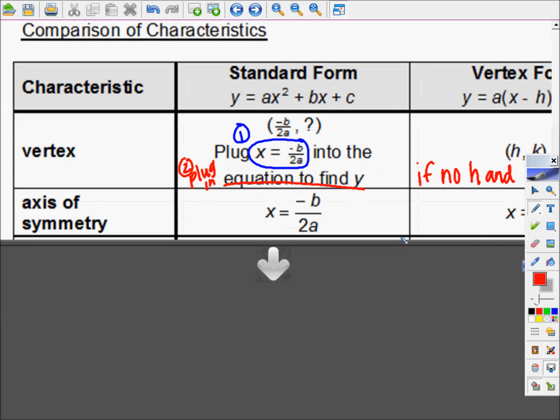When you're in standard form, to find your axis of symmetry, you're using that same formula that you used to find your x value for your vertex. That's because if you know your vertex, then you know your axis of symmetry. Because what is your vertex? Your axis of symmetry is the what value? X value. As long as you know your vertex, you know your axis of symmetry.